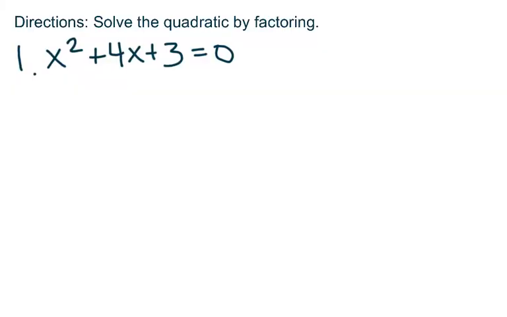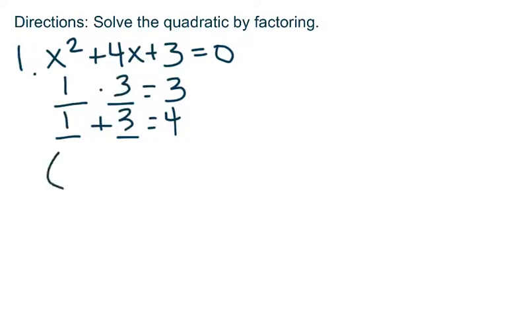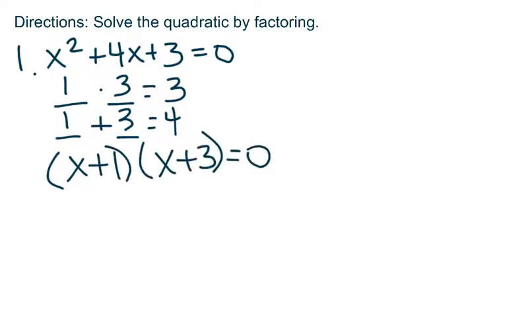Okay, so step 1, we're going to make sure it's equal to 0. It is. Step 2, we're going to factor. So this one is an easy quadratic. We just need to find two numbers that multiply to give us 3, but add to give us 4. Those numbers are 1 and 3. So my factors are going to be x plus 1, x plus 3, and they equal 0.